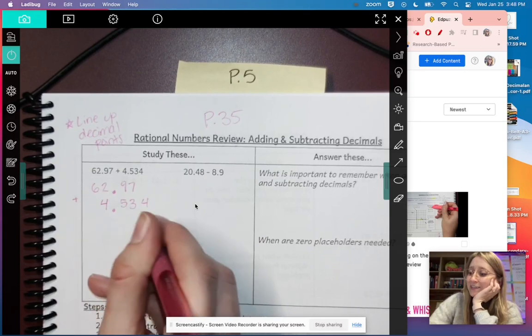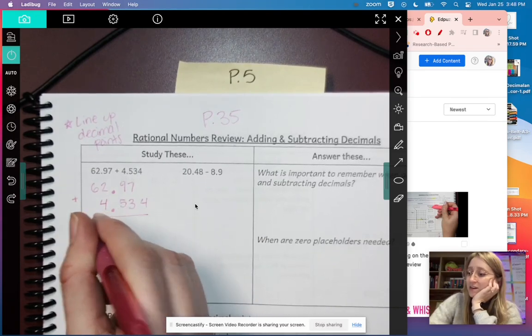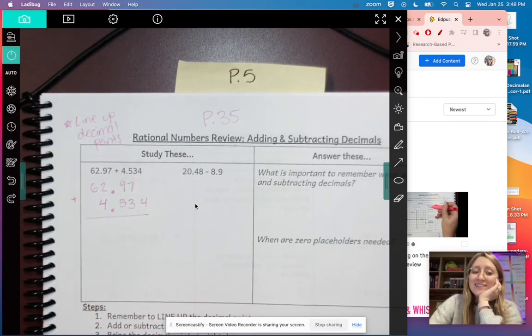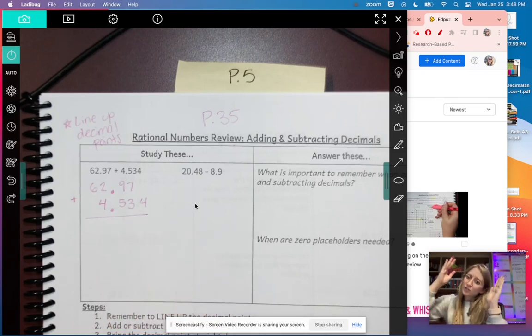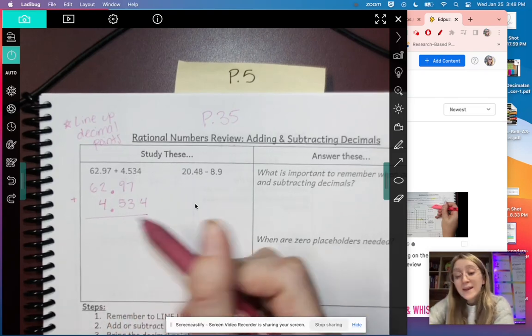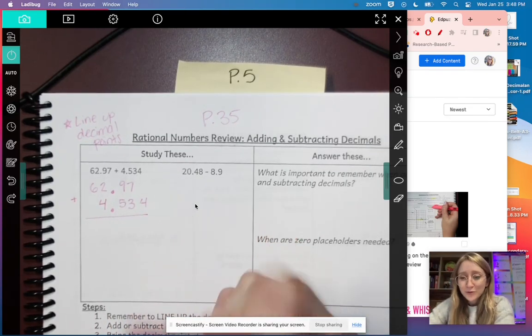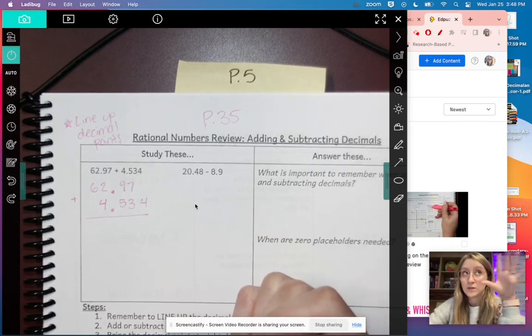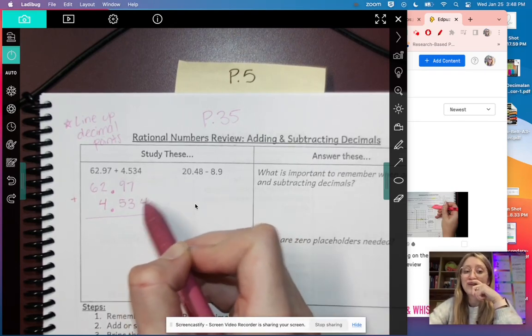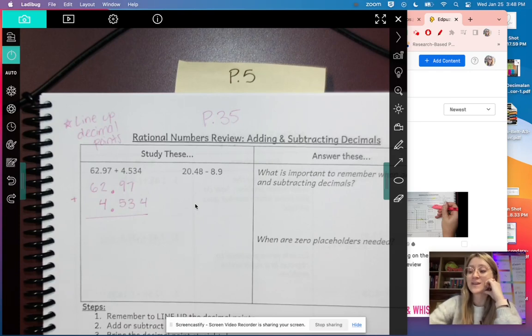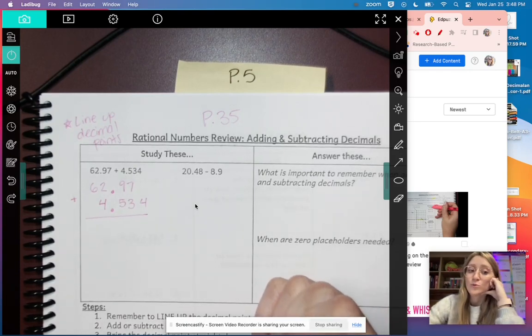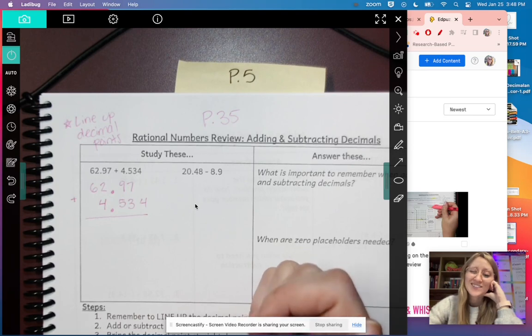What you might see here is that this looks a little crooked or lopsided. When your addition problem or your subtraction problem is unbalanced, we call it unbalanced because we've got numbers that are just kind of floating off to the side, we can use a placeholder 0, or what I like to call a ghost 0 because it's not really there.